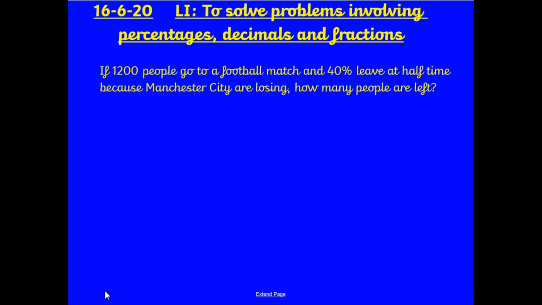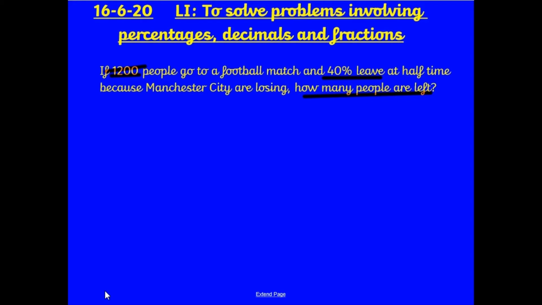If 1,200 people go to a football match, and 40% leave at half-time because Manchester City are losing, how many people are left? So the important part here is that there's 1,200 people. 40% leave, that means they go away. So I'm going to be doing some subtraction here. And of course, the question I'm answering is how many are left. The other things are not really that relevant.